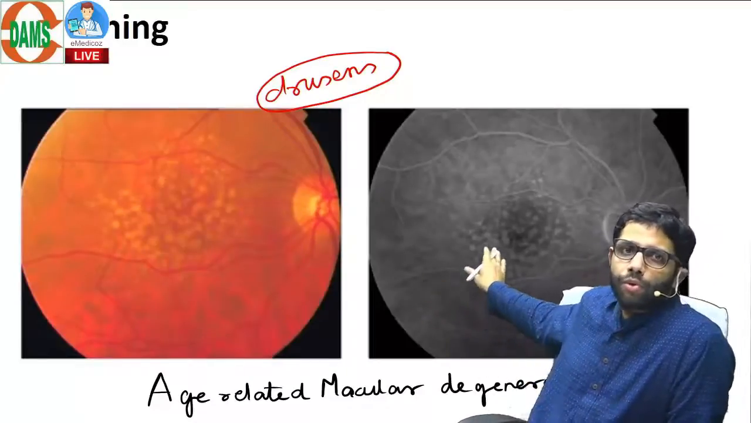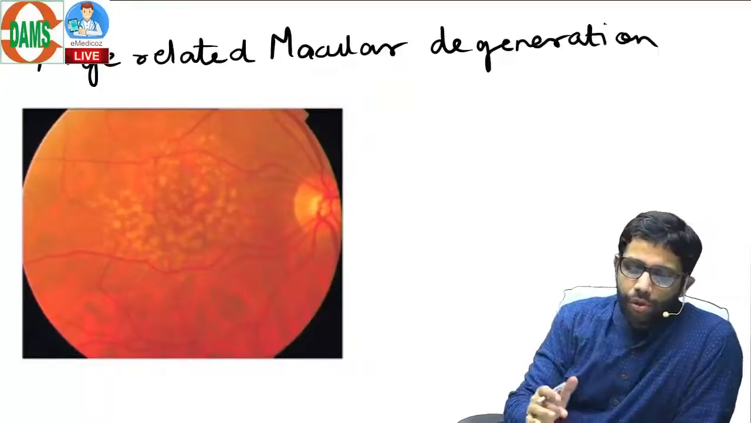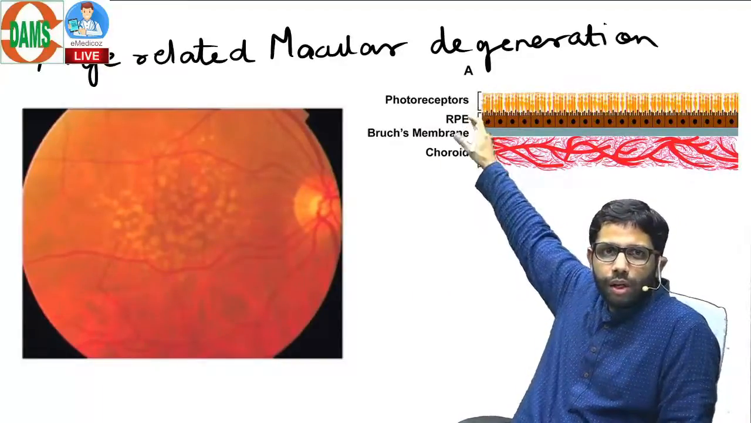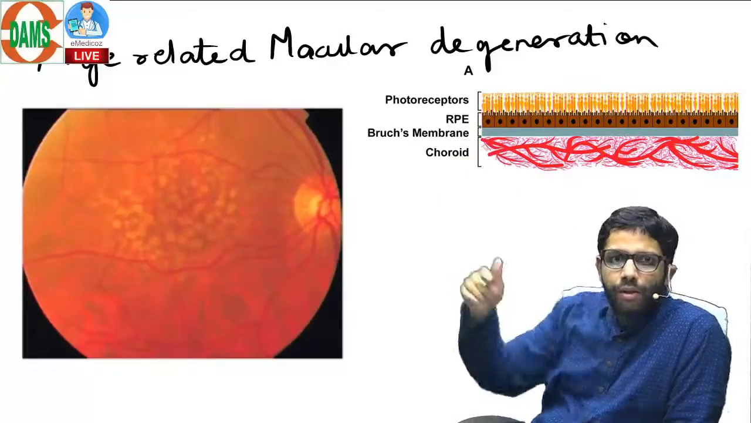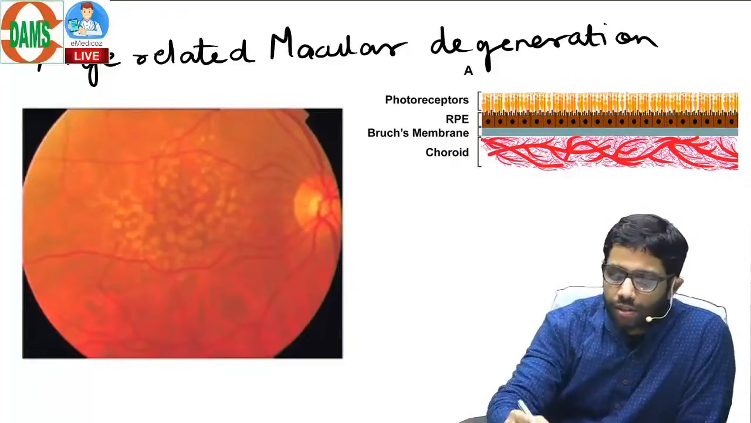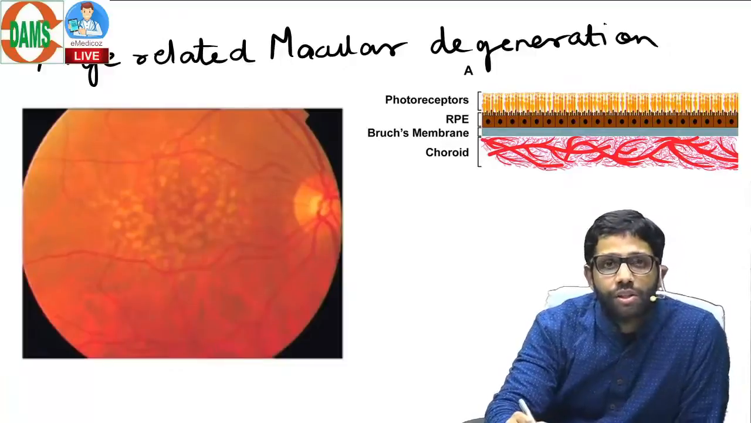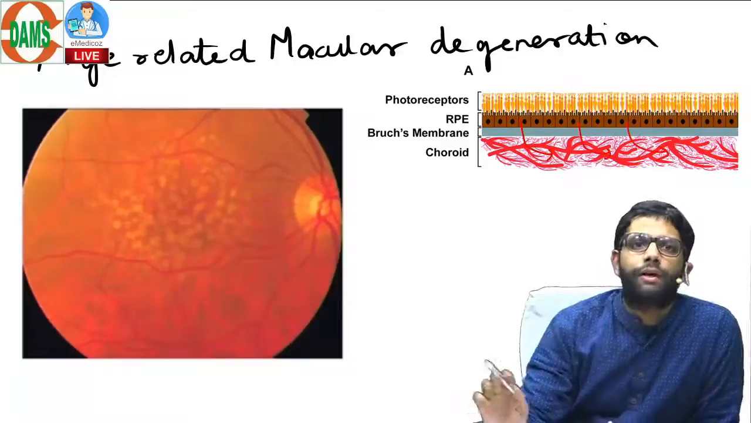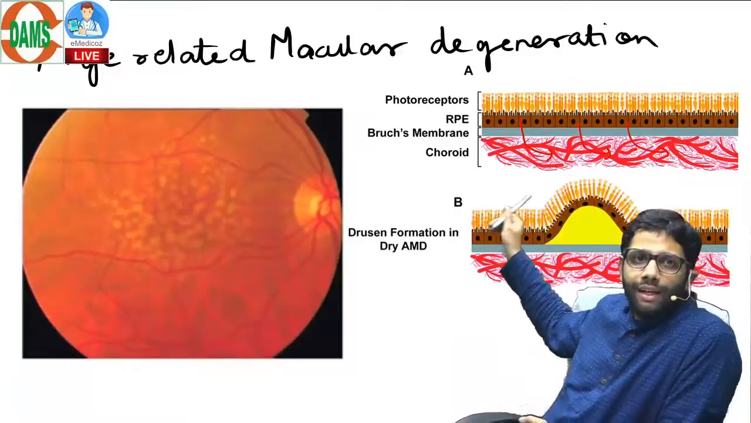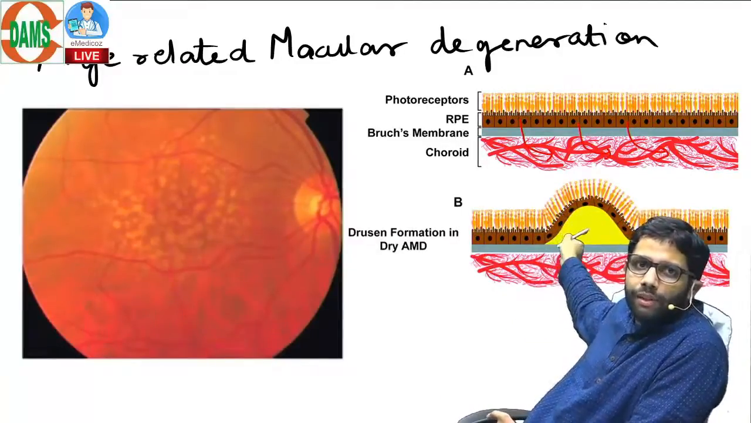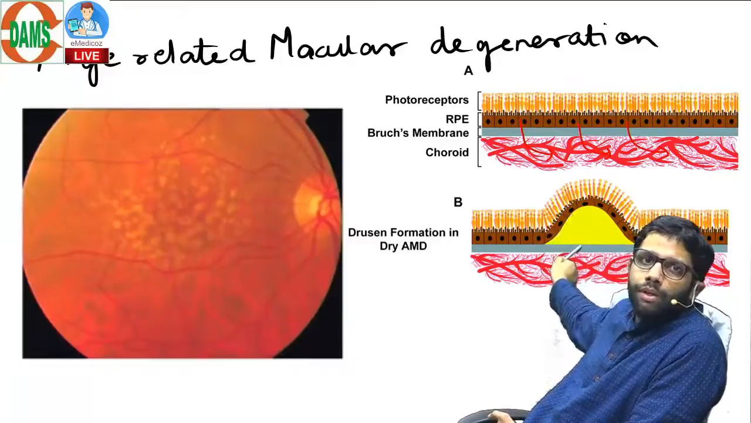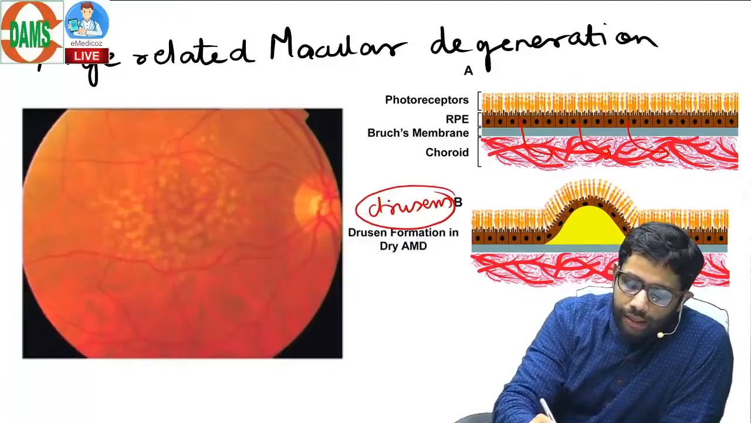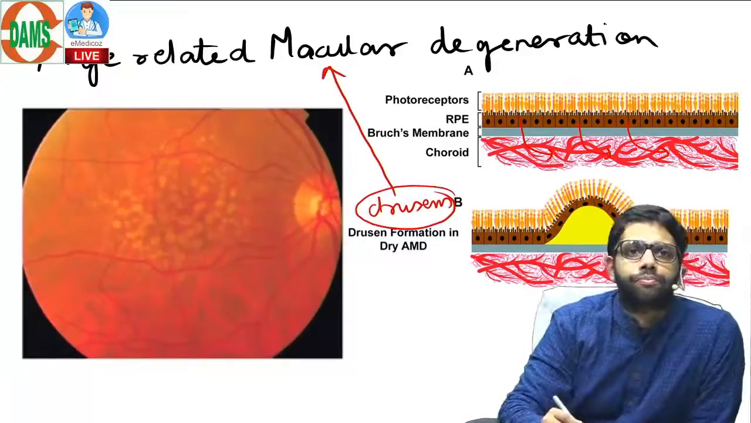So there is hyperfluorescence in the central retina. This is the normal retina: photoreceptors, rods and cones, and RPE, Bruch's membrane and choroid. This is the orientation. Normally what happens in the young, the waste of the retina goes into the choriocapillaris and goes out of the eye. But as we age, the retinal excretory products are deposited in the RPE and Bruch's membrane. That is known as drusen, and it is deposited in the central retina. That's why it is known as macular degeneration.